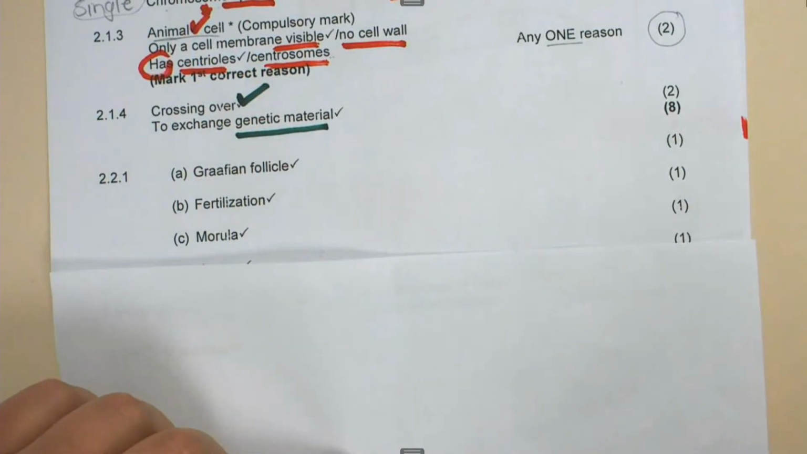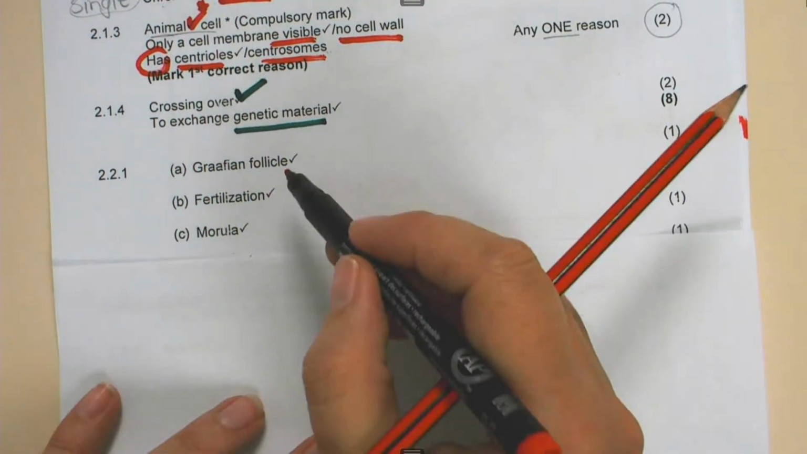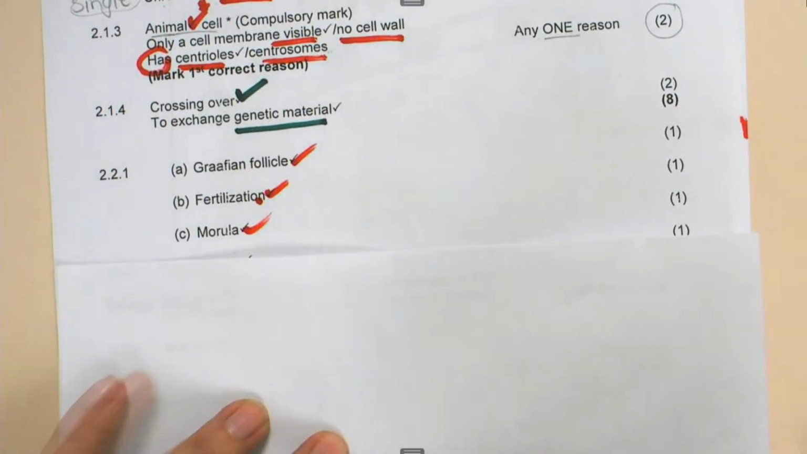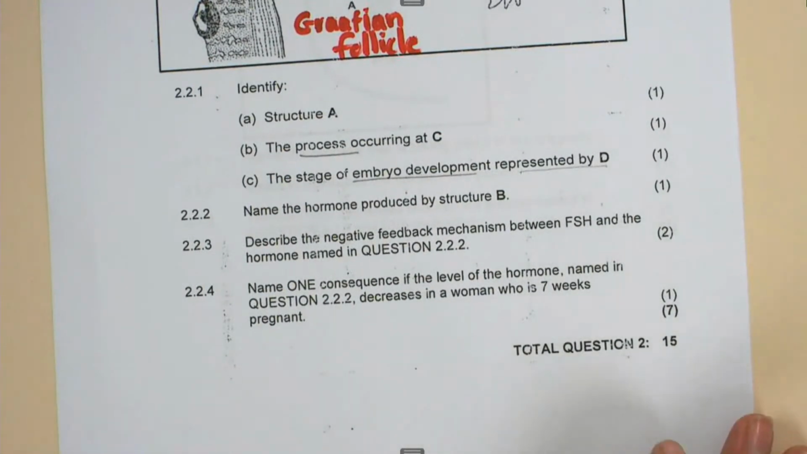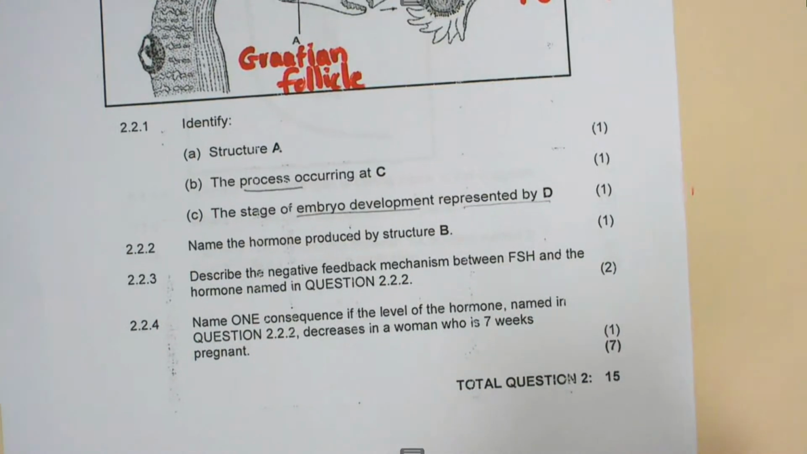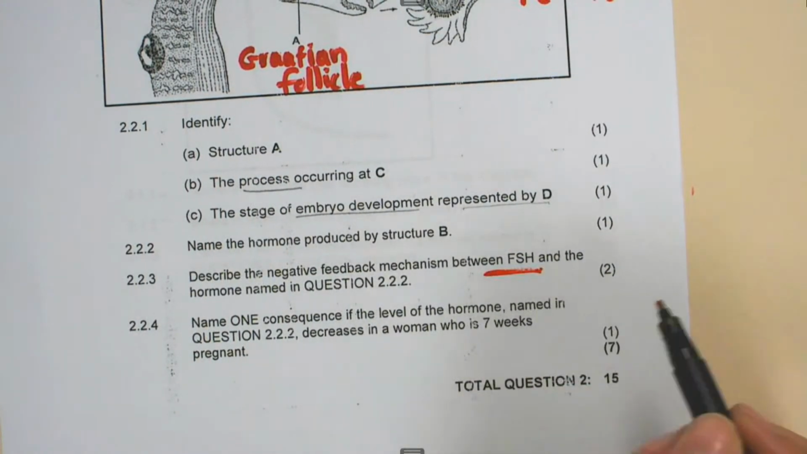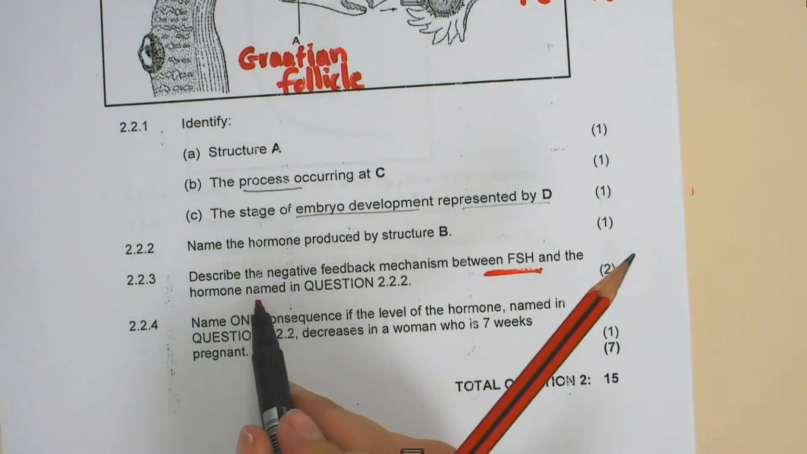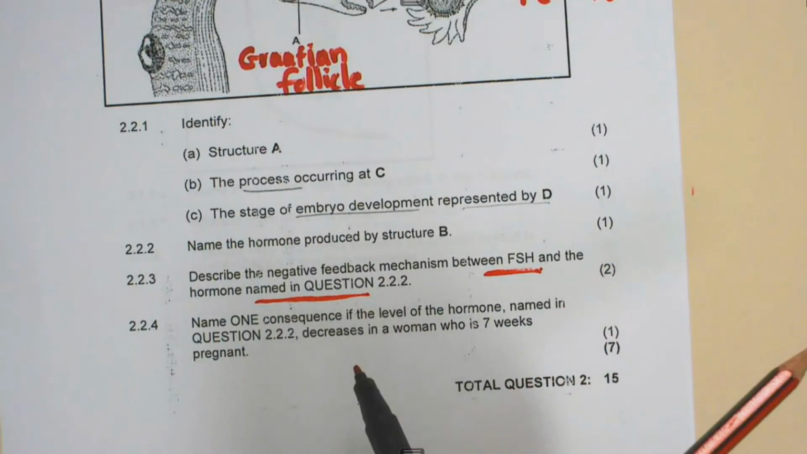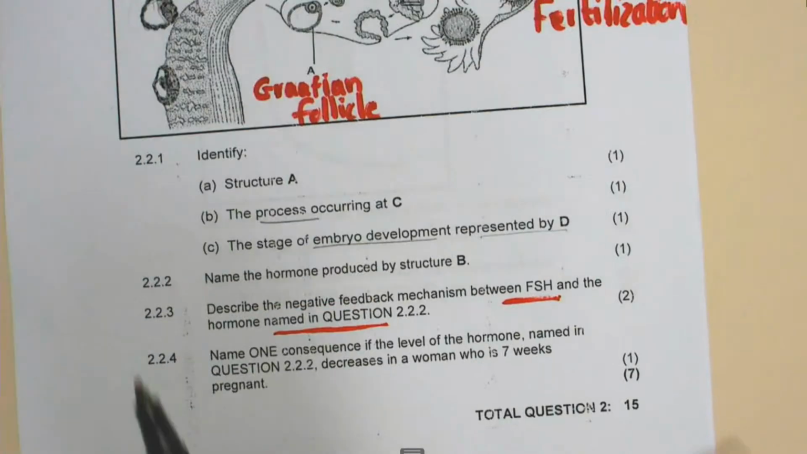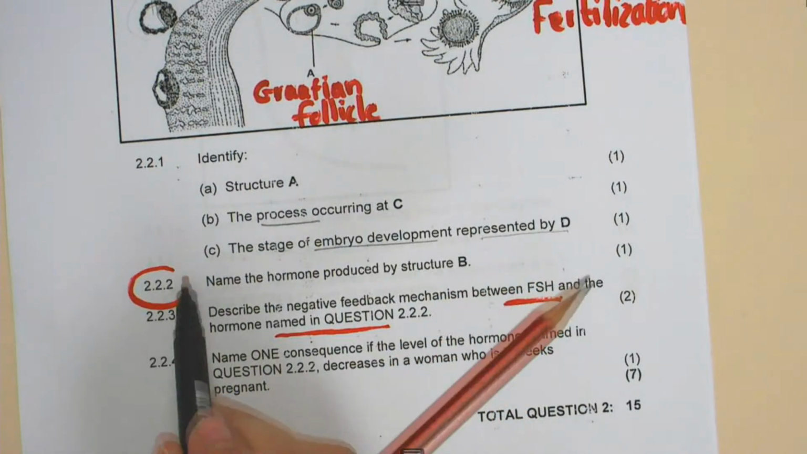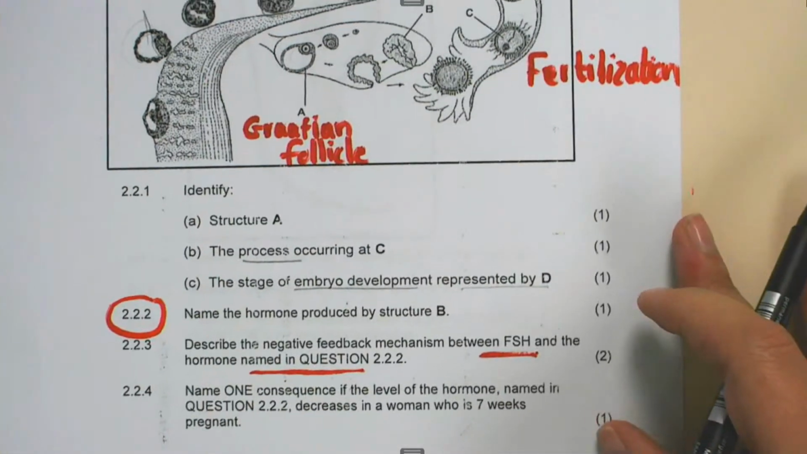So we have the Graafian follicle, fertilization, and the morula. If we go to the next part, 2.2.3, describe the negative feedback mechanism between FSH and the hormone named in question 2.2.2. Okay, so let's first go back to 2.2.2 because I skipped that now.